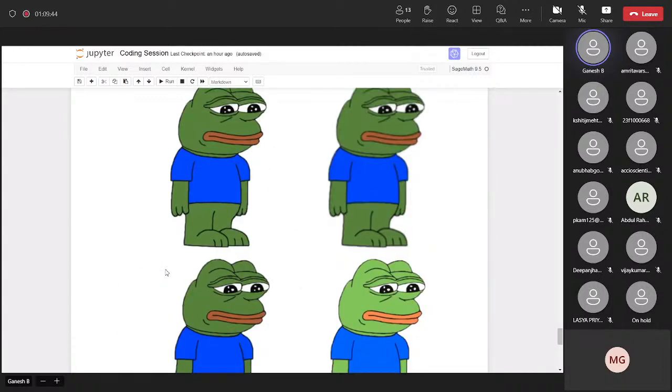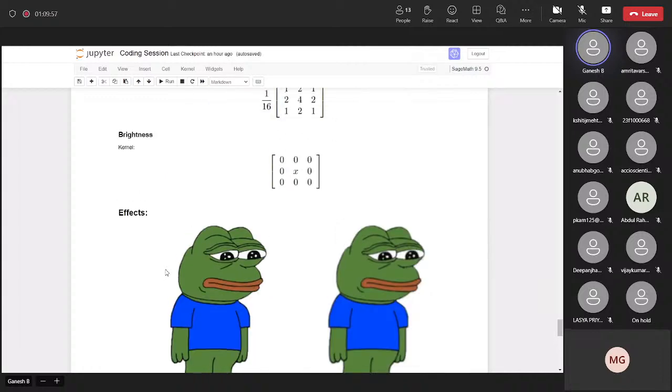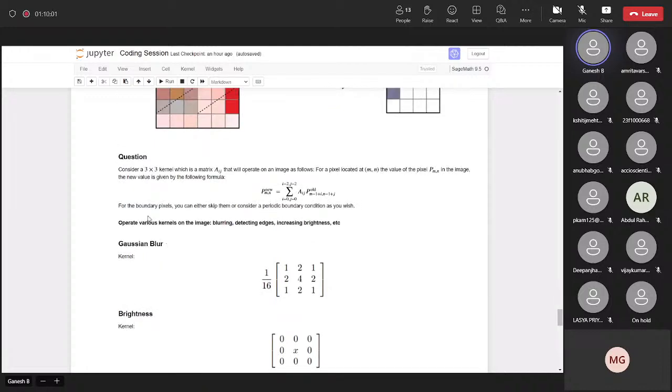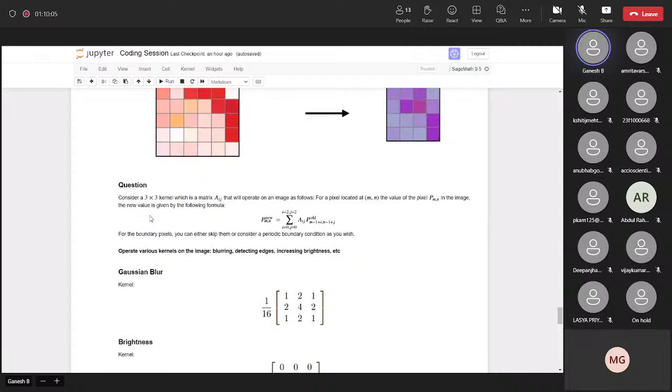As you can see, it could be very difficult to deal with images in general. But if you think of images as just a matrix that holds values, you can do a lot of stuff with it. It's as simple as that. And for boundary points, just ignore the boundary points and don't worry about them for now.